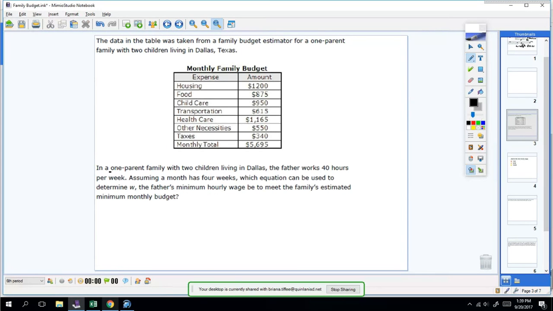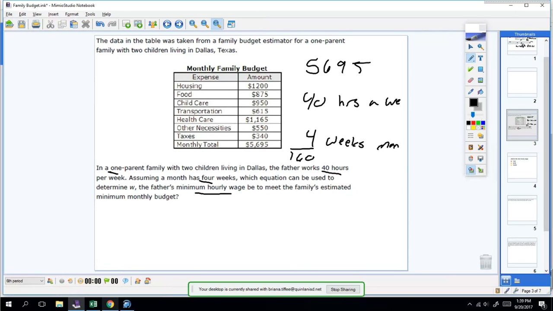Problem 2 is the same idea, but in this case, we have a one-parent family with 2 children living in Dallas. The father works 40 hours a week, and assuming the month has 4 weeks in it, we need to figure out his minimum hourly wage. So it's the same idea, but this time he has to cover $5,695. He still works 40 hours a week, and he still works 4 weeks a month. So that means he still works 160 hours, and he needs to make $5,695 a month.